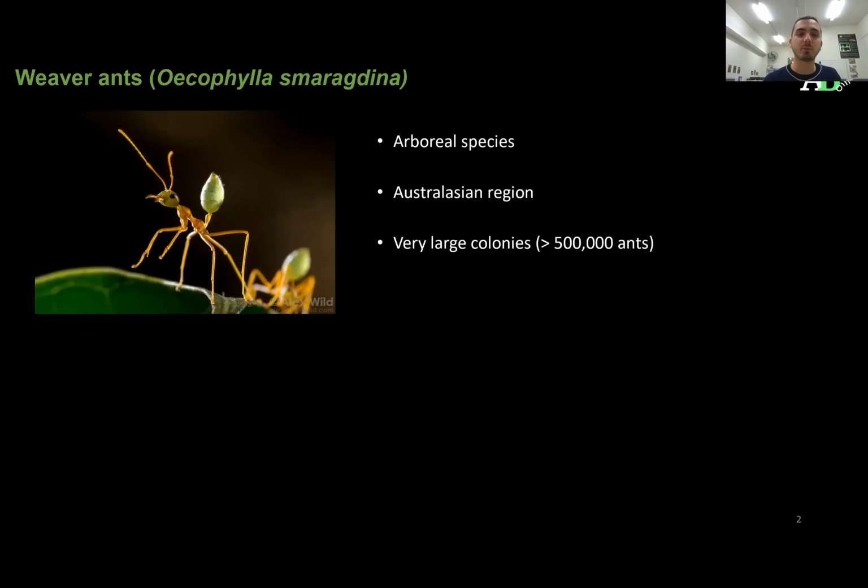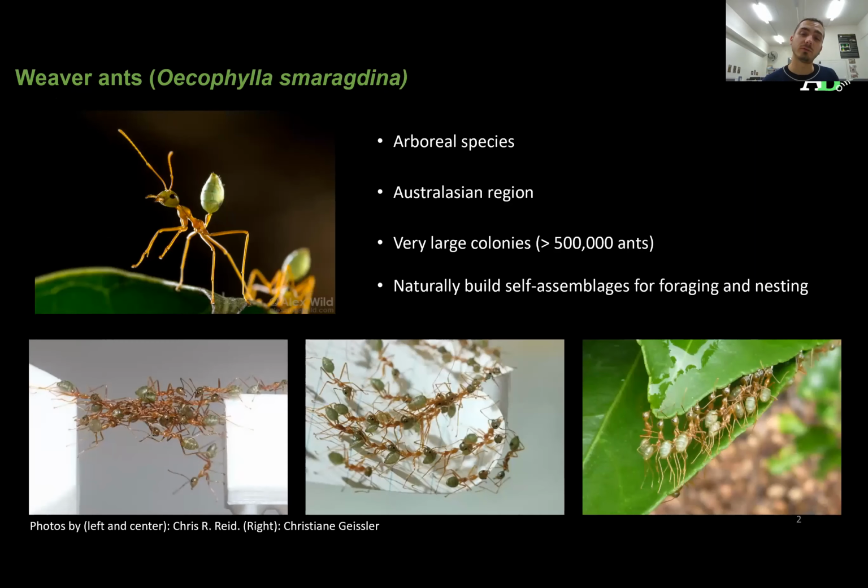The weaver ants are an arboreal species of ant that is widely diffused in the Australasian region. They live in very large colonies that colonize trees and have evolved the ability to build a variety of self-assemblages for foraging and nesting. This can span from bridges to cover gaps in the foraging trails to pulling chains to bend leaves while nesting.